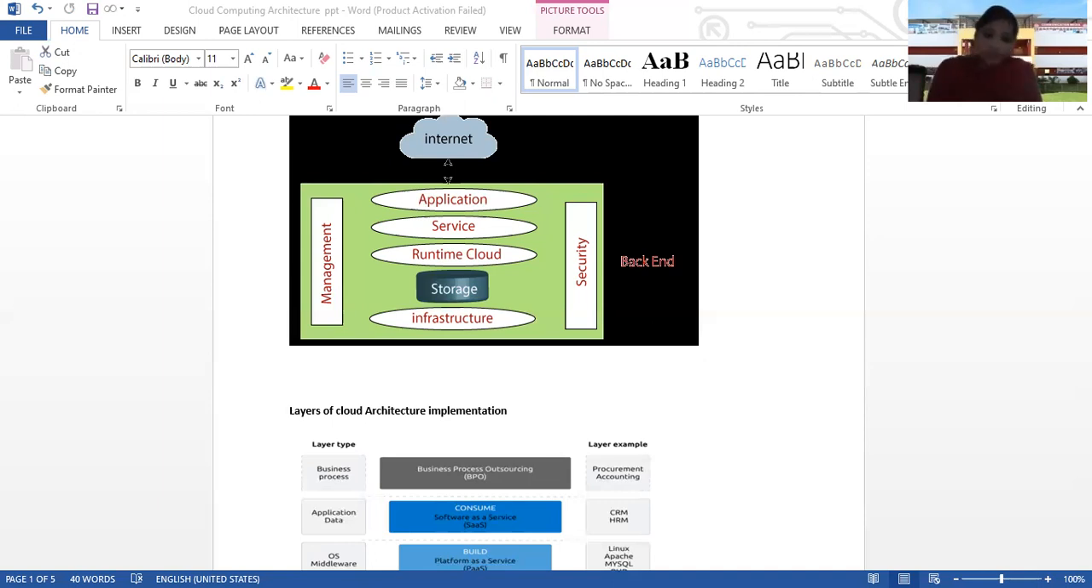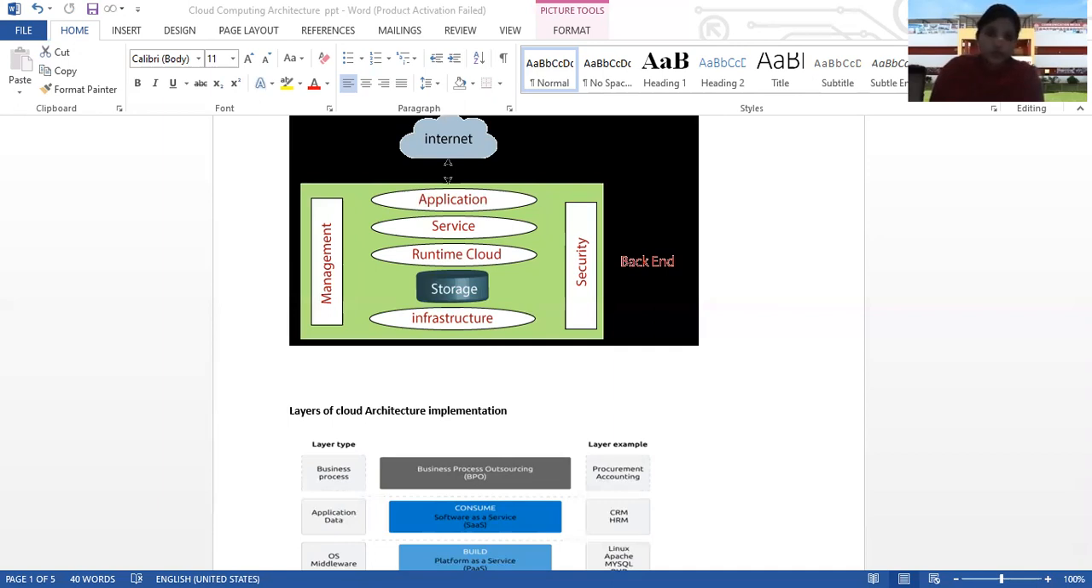Then next is the runtime cloud. Runtime cloud provides the execution and runtime environment to the virtual machine. Then storage. So in summary, the application is the client interface, service is provided by SaaS and PaaS, and the runtime cloud is used for runtime execution. Now storage, and then infrastructure.